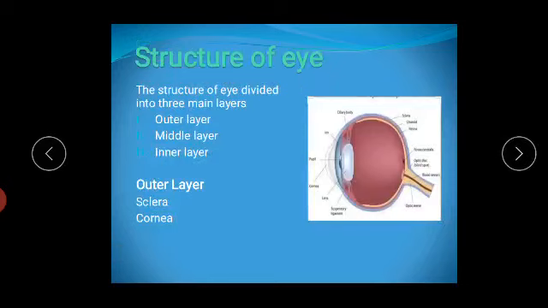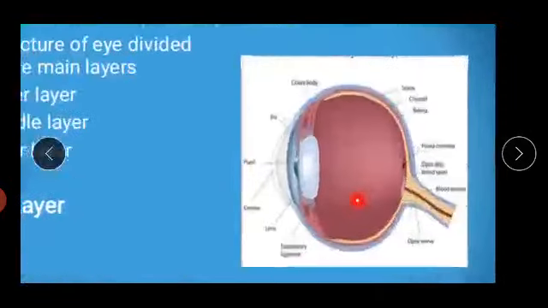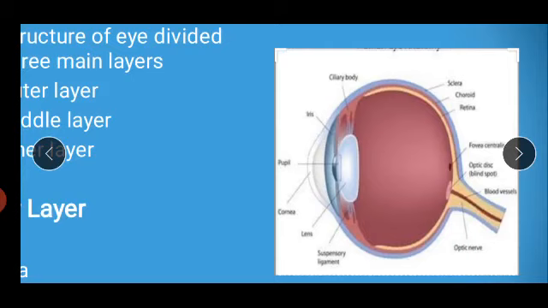Now the structure of the eye. Basically there are three main layers of the eye: outer layer, middle layer and inner layer. We will discuss all these three layers one by one. First we will see the outer layer. The outer layer comprises sclera and cornea. From the diagram you can see this is the sclera and this is the cornea. This is the outermost layer.